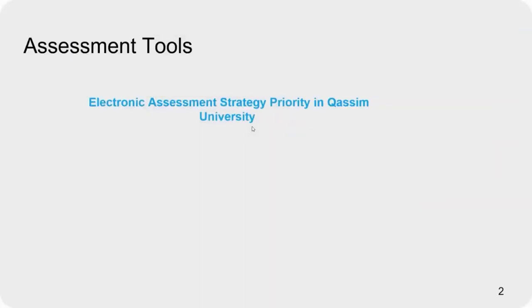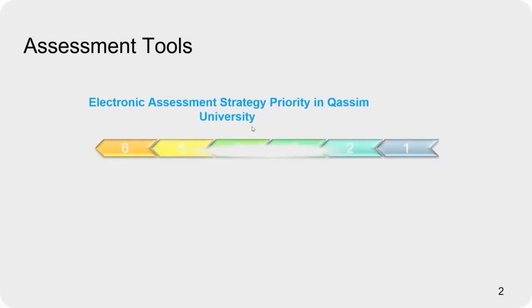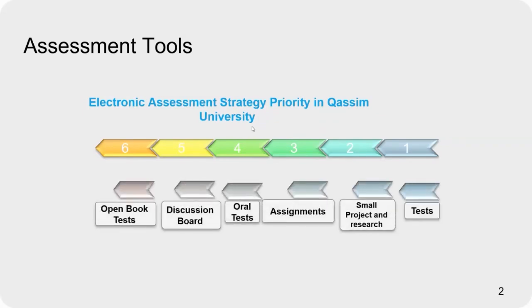The assessment tools by priority in Qassim University will be as follows. Tests first, then small projects and research second, assignments third, oral tests, discussion board, and the last one is open book tests.